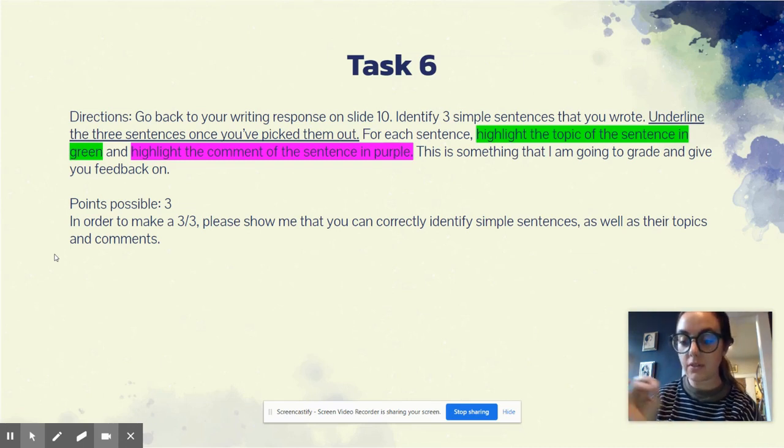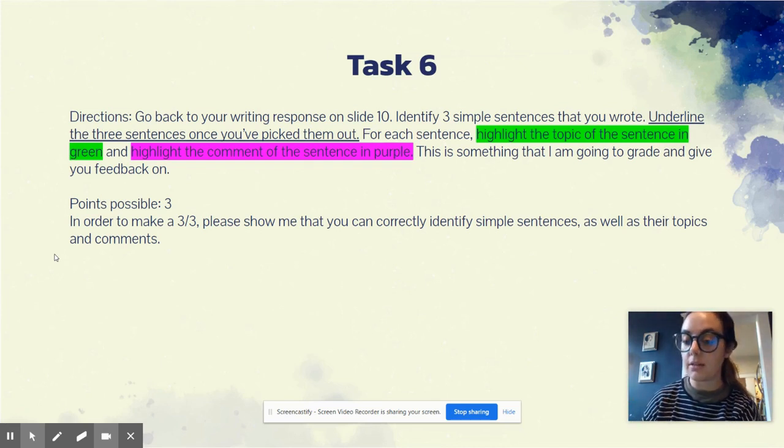And then for each of those simple sentences, I want you to highlight the topic of the sentence in green, just like I did on the screen right here, and then highlight the comment of the sentence in purple, just like I did right there. So this is something that I'm going to grade today because I want to see how you are intentionally applying the skills from the lesson into your writing, okay?